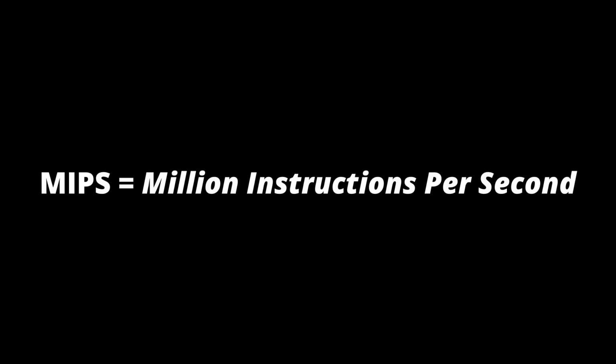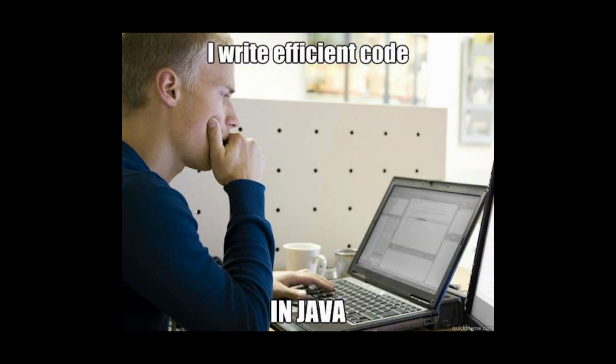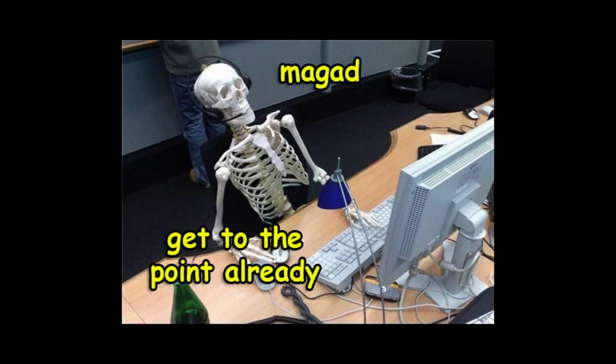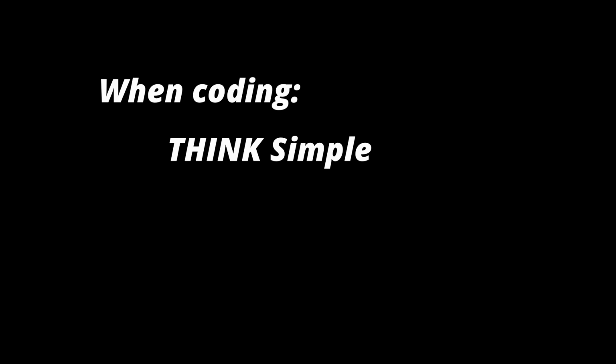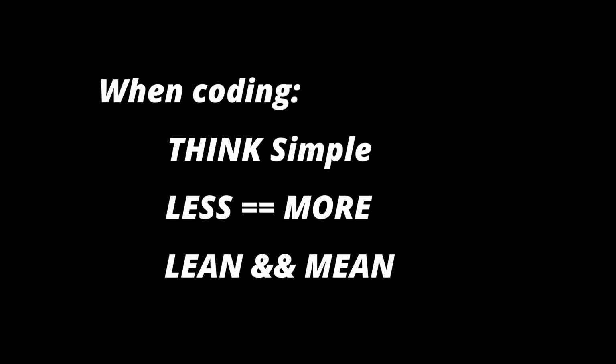CPU performance is often measured in MIPS, not the sound your cat makes, but million instructions per second. Basically, how many tasks can this bad boy handle in a second? This is a limited resource, so writing efficient code is crucial. Efficient code is like giving the butler a to-do list with clear, simple instructions instead of a long-winded speech. So when you are coding, think simple. Less is more. Keep your algorithms lean and mean, and your CPU will thank you by not overheating and crashing.